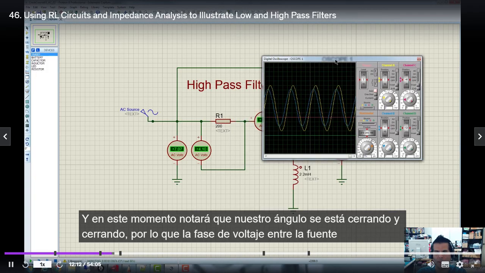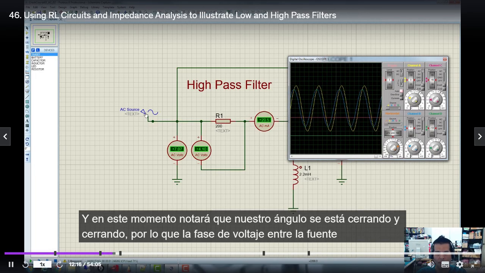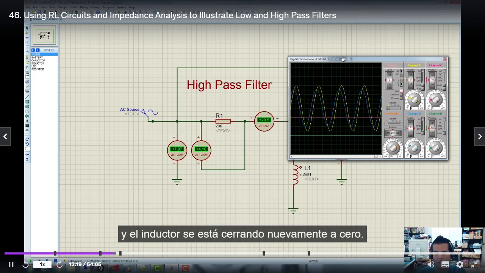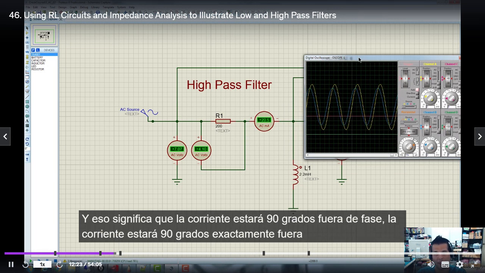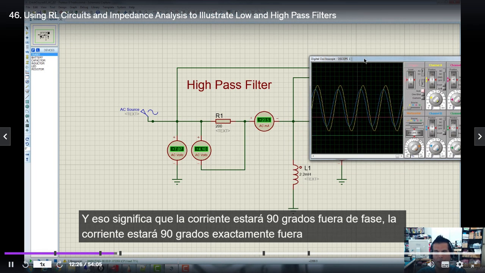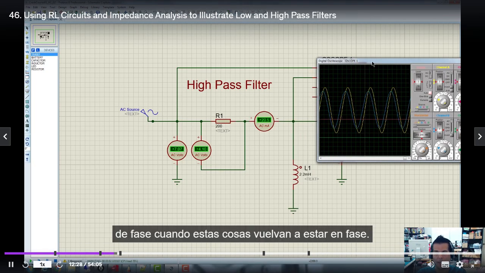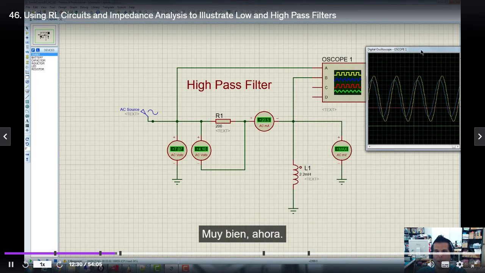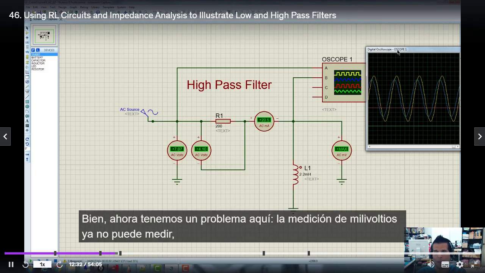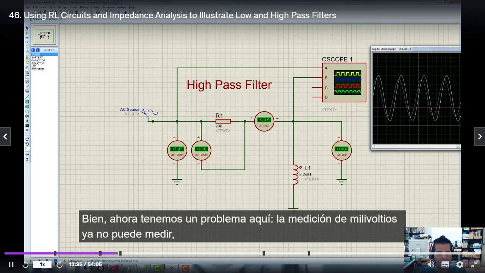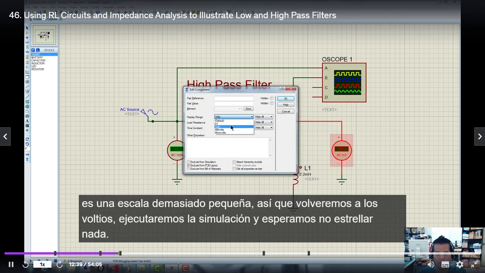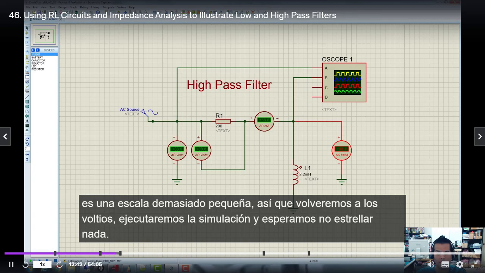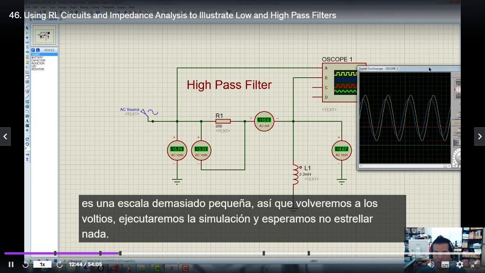Now you notice that our angle is closing and closing. So the voltage phase between the source and the inductor is closing into zero again. And that means that the current will be 90 degrees out of phase, right? The current will be 90 degrees exactly out of phase when these things are back in phase. Now we got a problem here. Our millivolt measurement can't measure anymore. It's too small of a scale, so we'll put that back to volts. Rerun the simulation, and hopefully we don't crash anything.